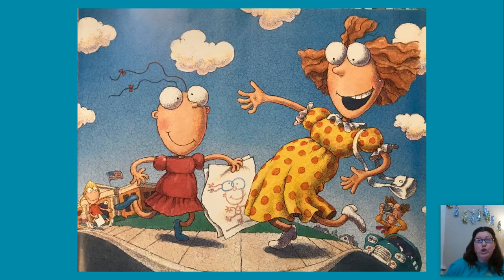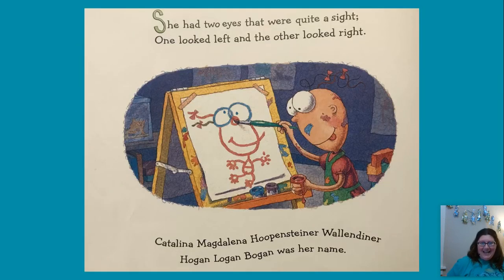She had two eyes that were quite a sight. One looked left and the other looked right. Catalina, Magdalena, Hoopensteiner, Wallendiner, Hogan, Logan, Bogan was her name.